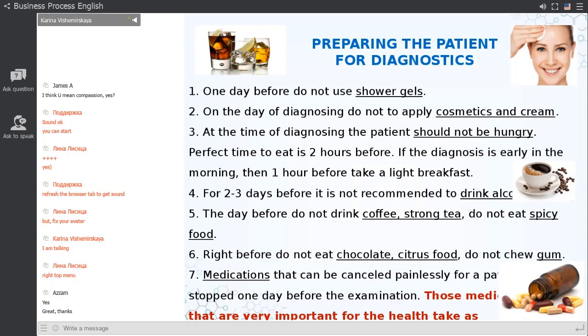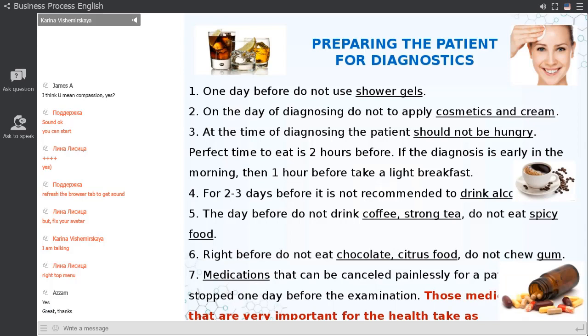So it's very important to not use shower gels because they affect the electroconductivity of the body. They can change our properties. On the day of diagnosing, do not apply cosmetics and creams. Especially this is about women, because women can come with a lot of cosmetics. In this case, we will be able to clean the face, but it's better to come before you put on the cosmetics and cream.